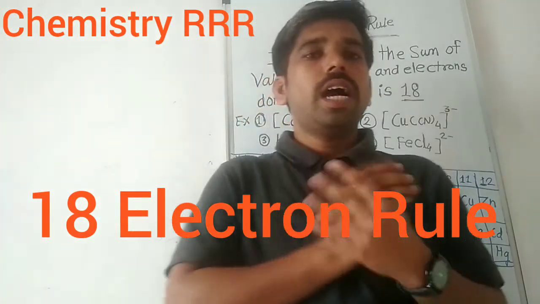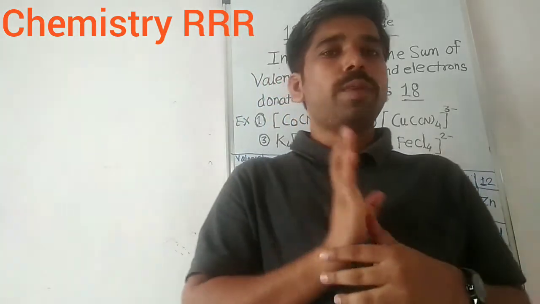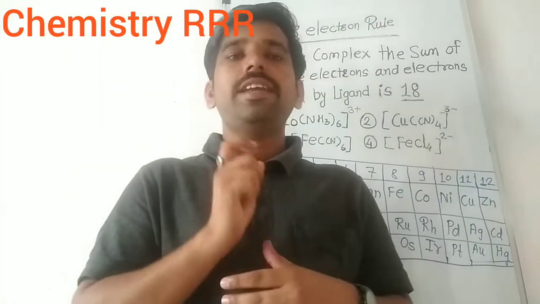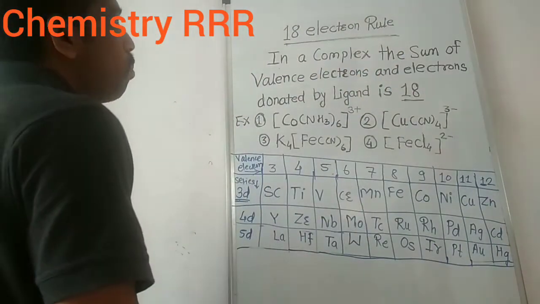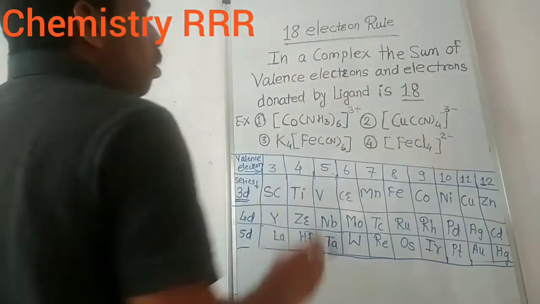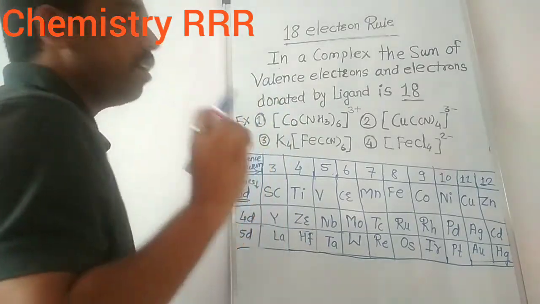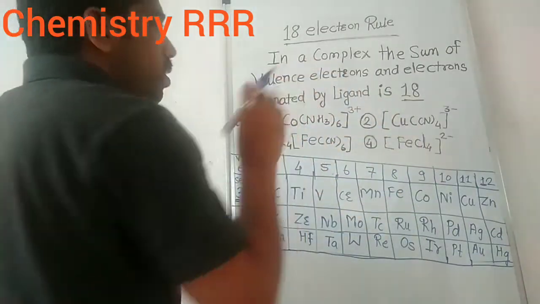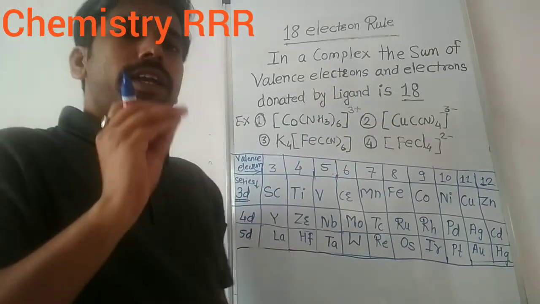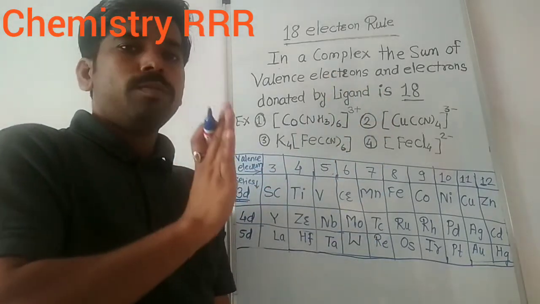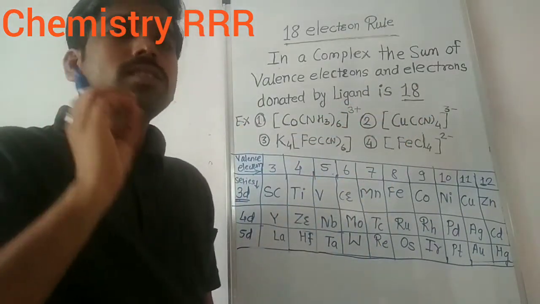In today's session, I am going to discuss the 18 electron rule for the stability of coordination complexes. Now let's discuss the 18 electron rule. In a complex, the sum of the valence electrons of the central metal atom and the electrons donated by the ligands is 18. If the sum is 18, then it obeys the 18 electron rule, and if the sum is not equal to 18, then it does not obey the 18 electron rule. If the sum is 18, then the complex is a stable complex.